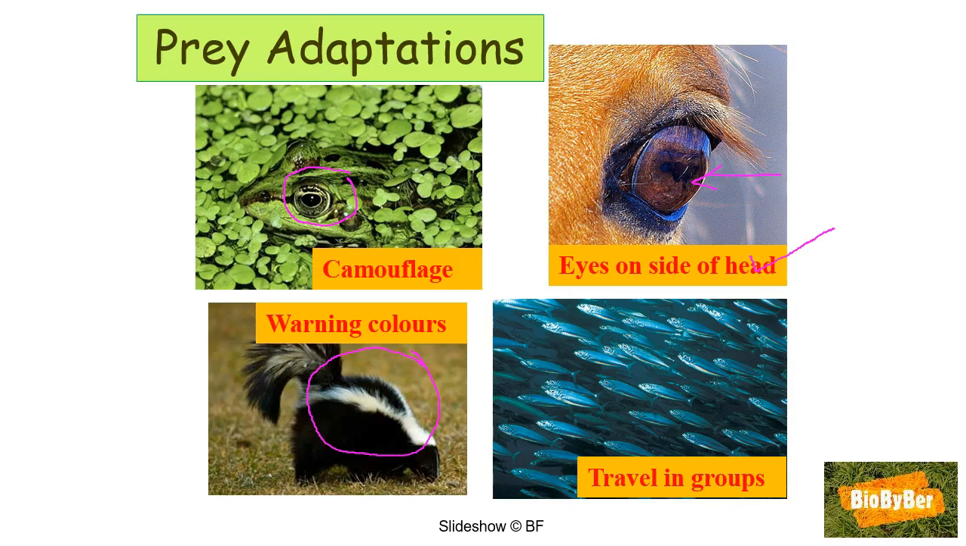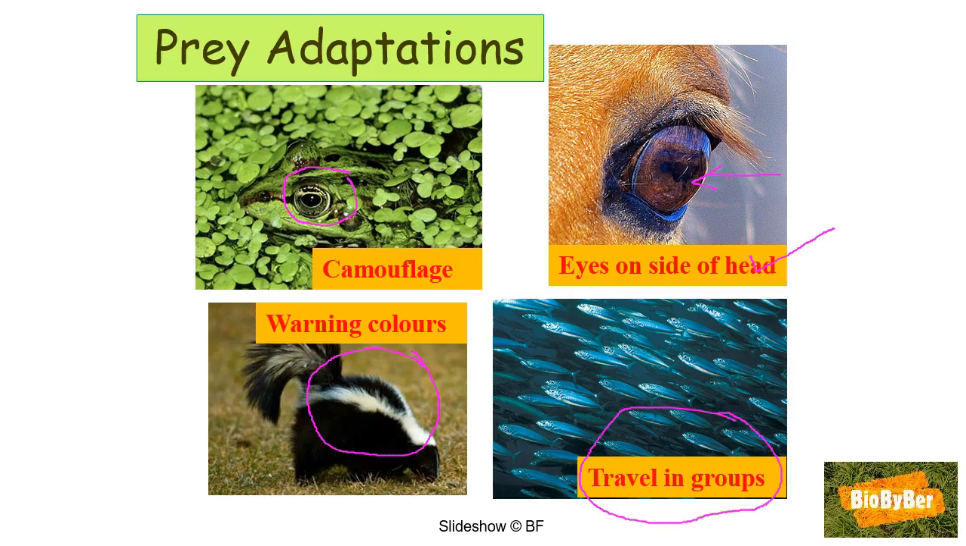or the black and the yellow of the wasp. These all send out a warning, or they flag the issue that I am not nice to eat or I am smelly, so keep away from me. Another adaptation that prey often show is that they travel in groups.